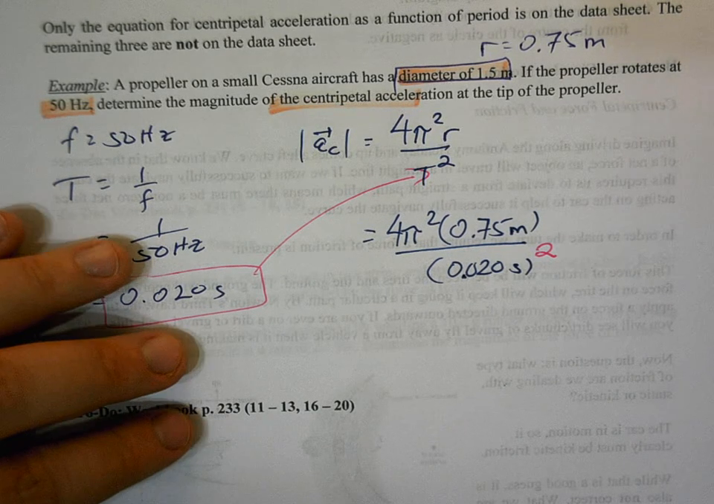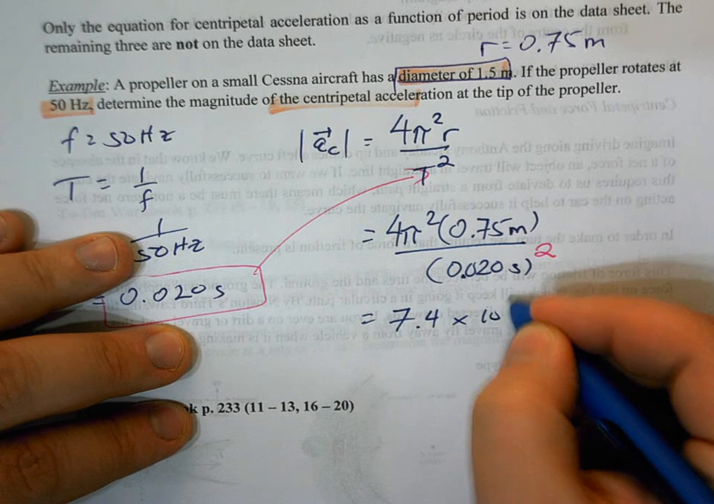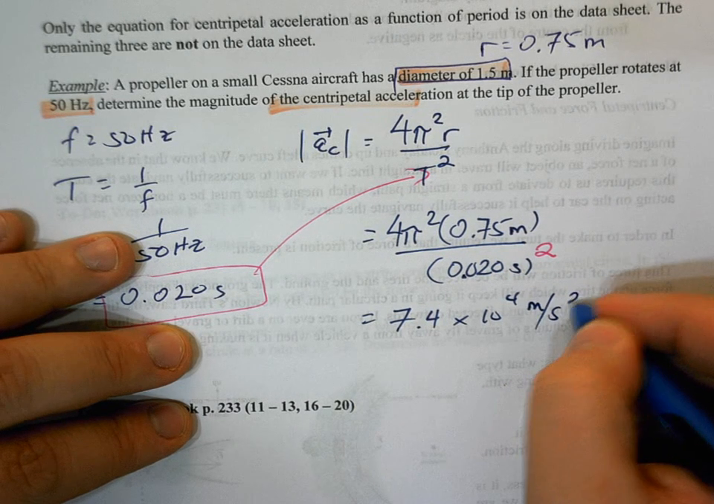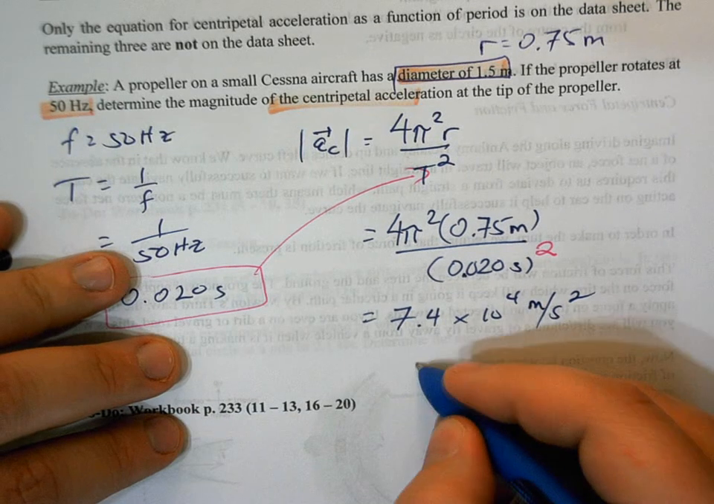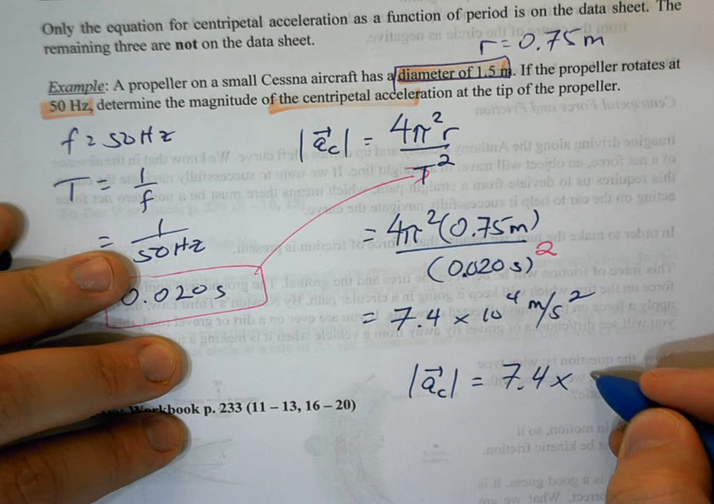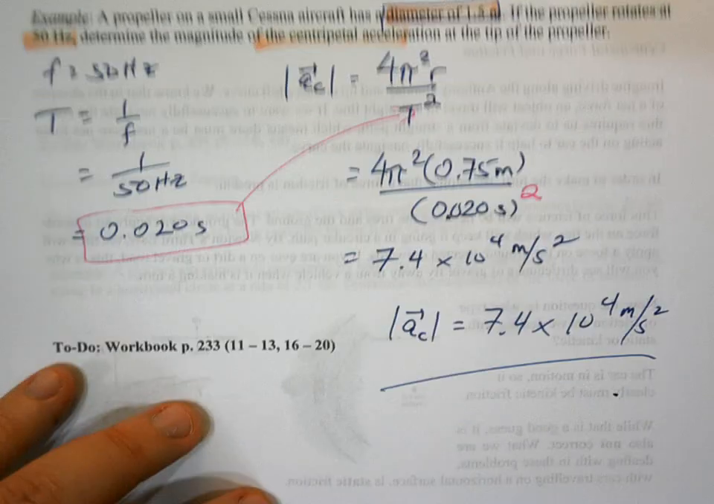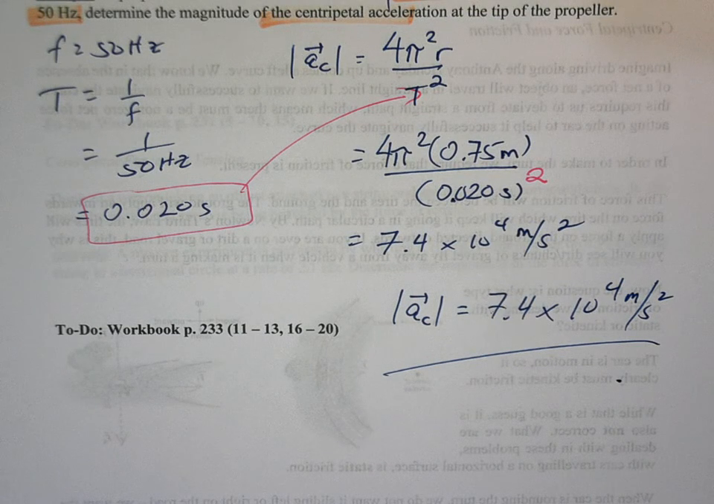For this, we get about 7.4 times 10 to the 4 meters per second squared. So we can say that the magnitude of the centripetal acceleration acting on this propeller is about 7.4 times 10 to the 4 meters per second squared. Magnitude only. We're not dealing with direction, nor do we care about it.